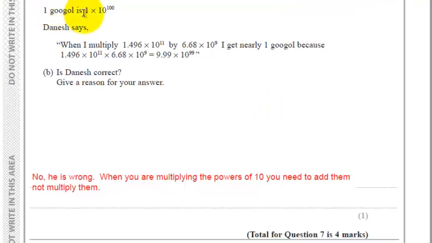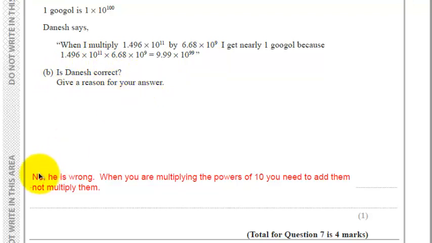One googol is 1 times 10 to the power of 100. Danish says, when I multiply 1.496 times 10 to the power of 11 by 6.68 times 10 to the power of 9, I get nearly 1 googol, because 1.496 times 10 to the power of 11 times 6.68 times 10 to the power of 9 equals 9.99 times 10 to the power of 99. Is Danish correct? Give a reason for your answer.